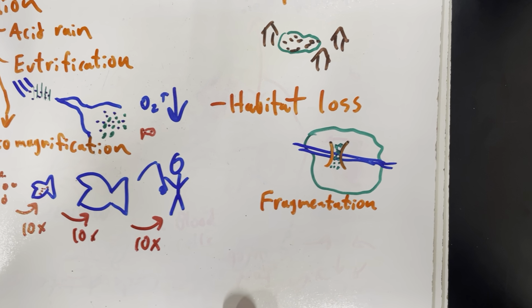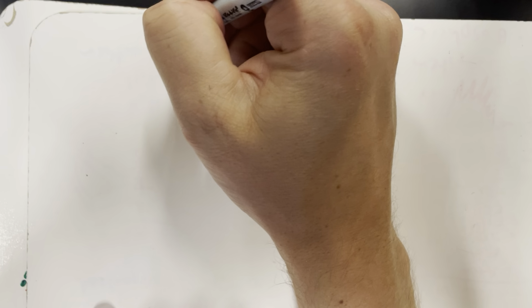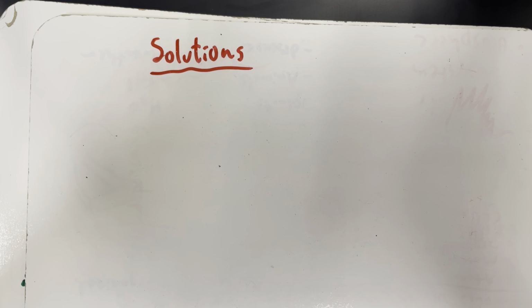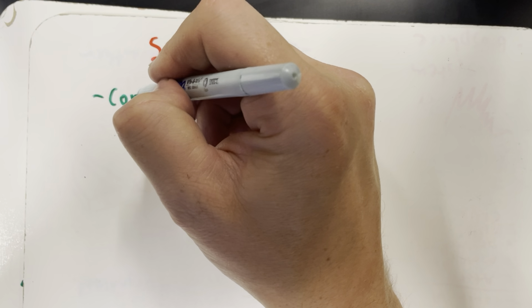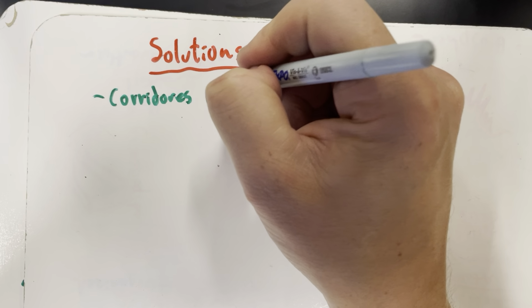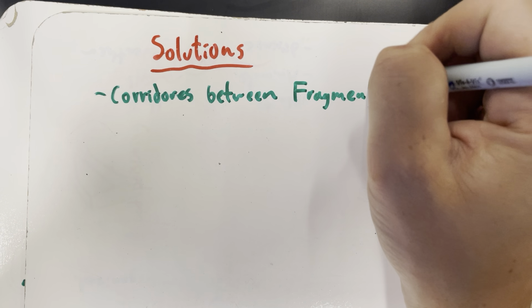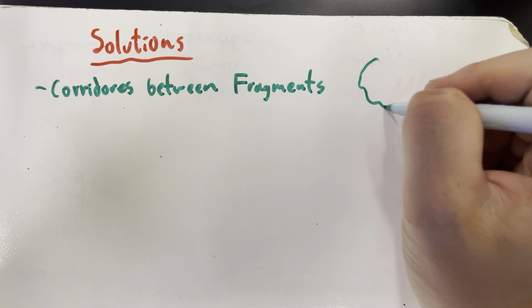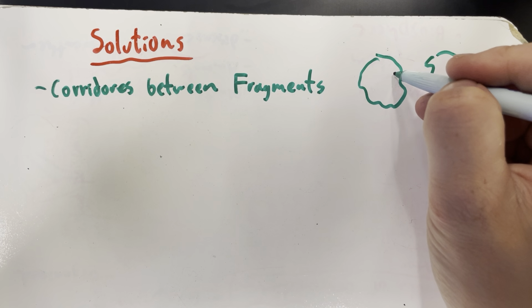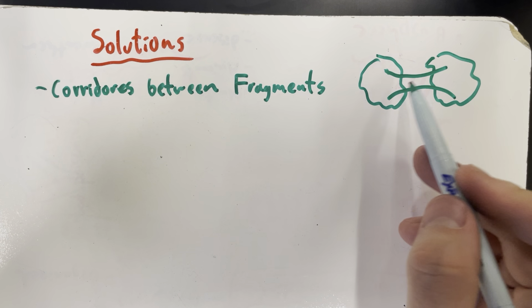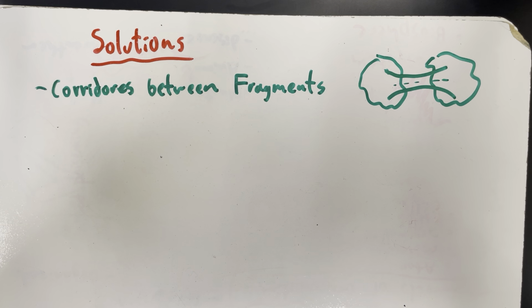Okay. So these are some common problems. Let's come up with some solutions. We already talked about the corridors between habitats, to try and connect between fragments for organisms. This also works on a bigger scale too.